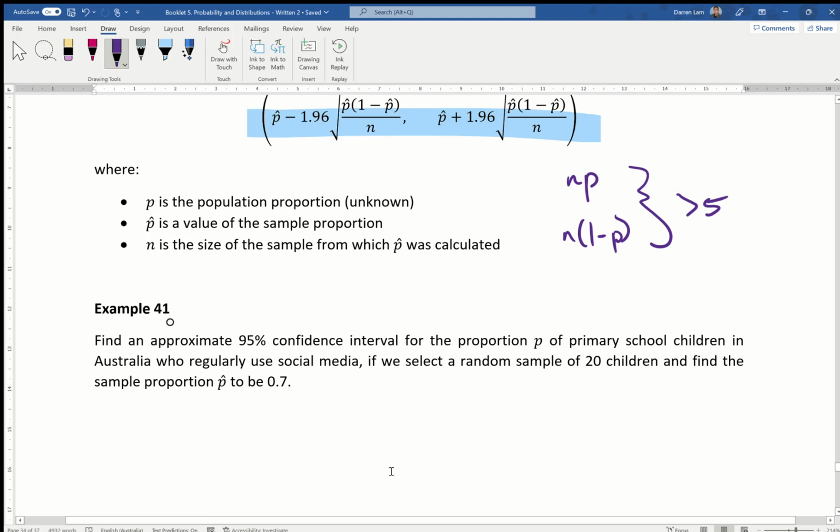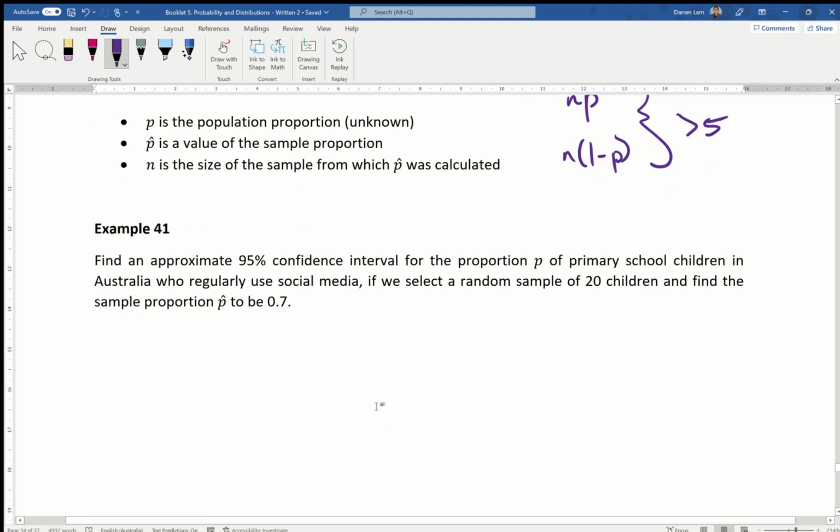Find an approximate 95% confidence interval for the proportion P of primary school children in Australia who regularly use social media. If we select a random sample of 20 children and find the sample proportion P hat to be 0.7. So again, I'm going to find my values. P hat is 0.7, and my N is going to equal 20 as my sample size.